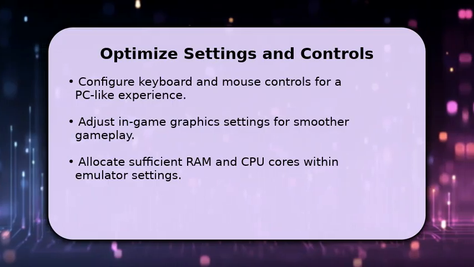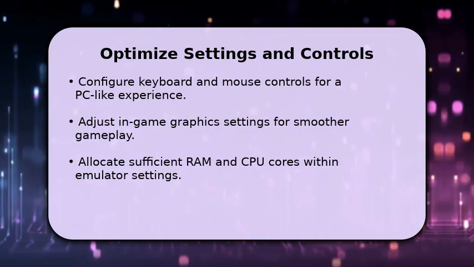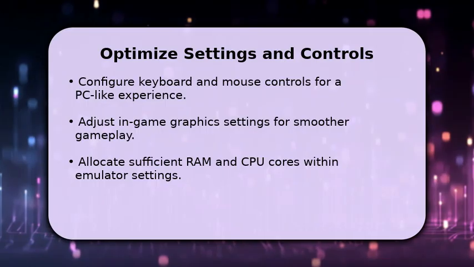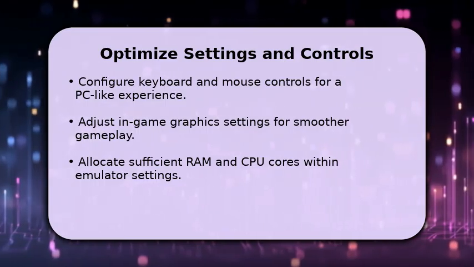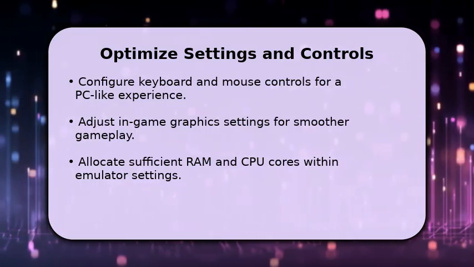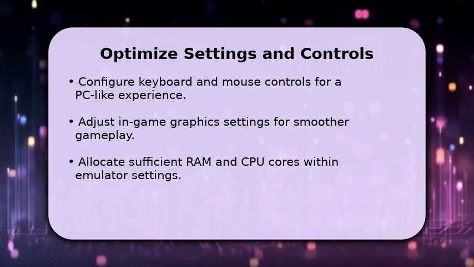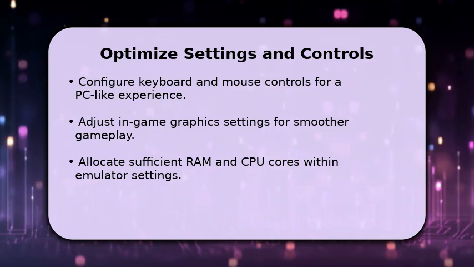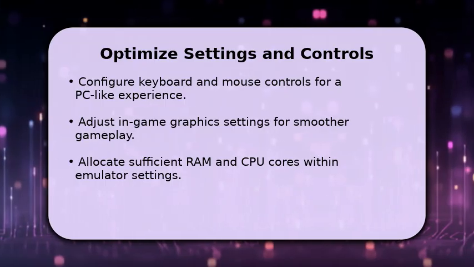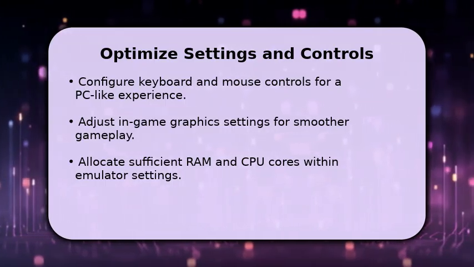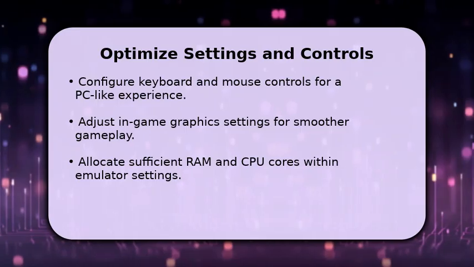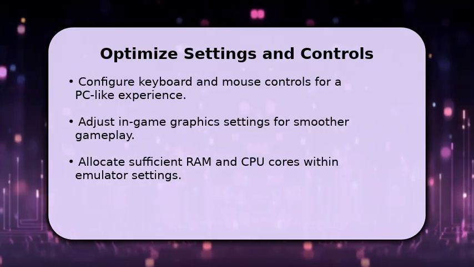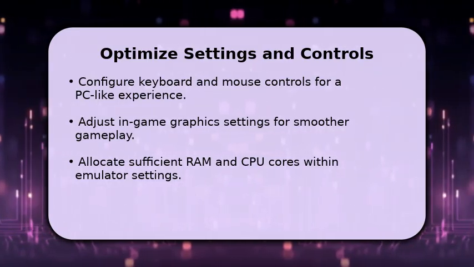To truly enjoy Wild Rift on your PC, optimizing your settings is key. Customize your keyboard and mouse controls within the emulator to mimic a traditional PC gaming setup, allowing for precise movements and ability usage. Additionally, adjust the in-game graphics settings to balance visual quality with performance. Within the emulator settings, consider allocating more RAM and CPU cores if your computer has them, which can significantly enhance your gameplay fluidity.